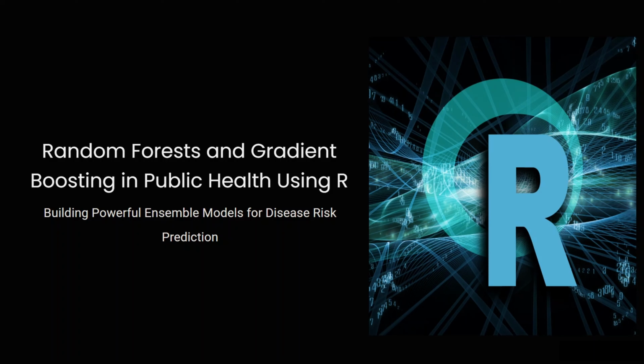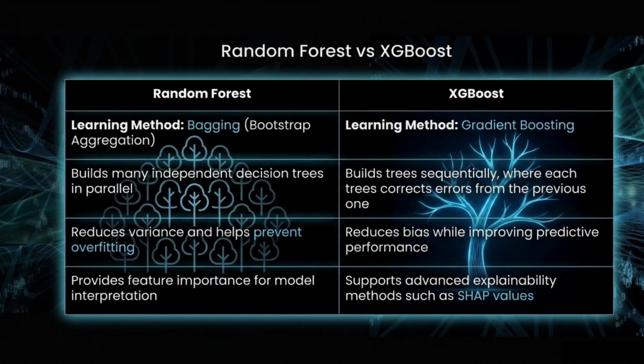In the previous video, we introduced machine learning in public health and built predictive models using logistic regression, decision trees, and random forests. Today, we're taking the next step into modern machine learning by focusing on two of the most powerful predictive algorithms used in healthcare and public health research: random forests and gradient boosting, specifically XGBoost.